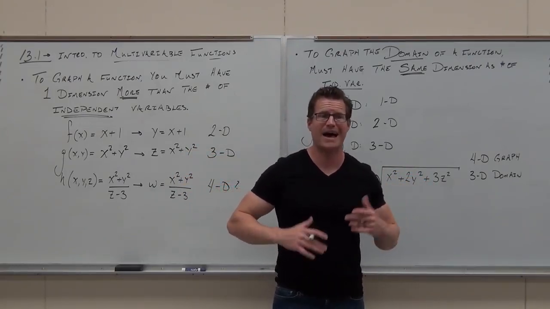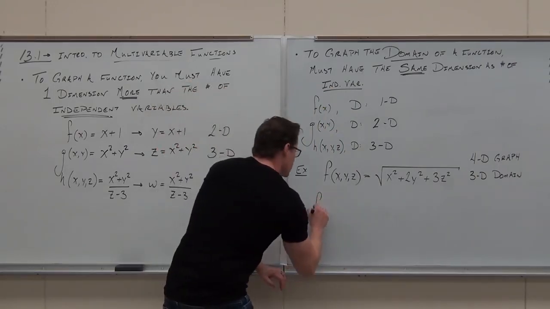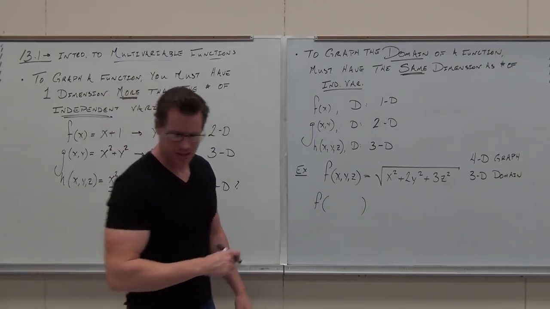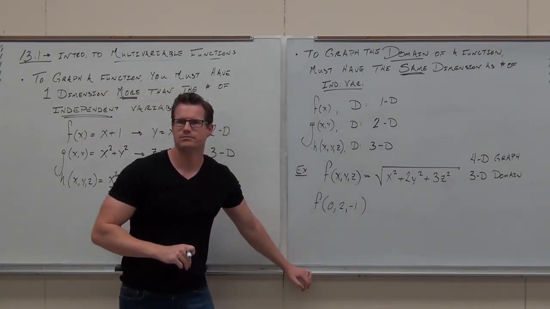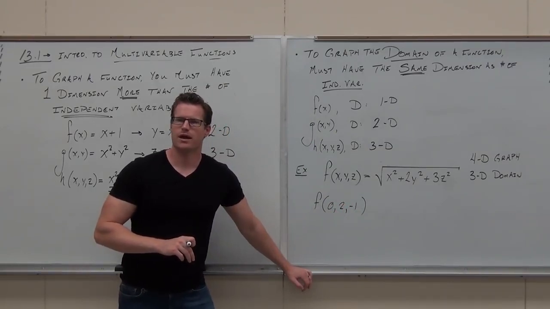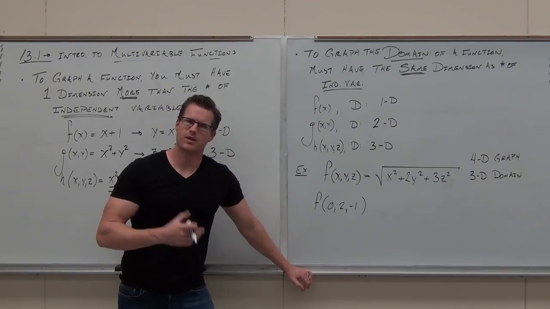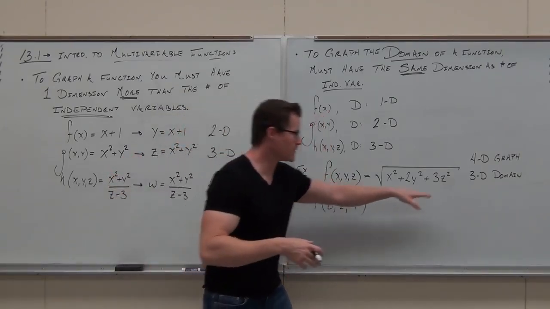So we'll talk a lot more about that, how to find it. Could you do stuff like if I asked you, find the function evaluated at 0, 2, -1, could you do it? Yes. What would you plug in for the x and the y and the z? 0, 2, -1. Yep, the ordered triple. Notice how the ordered triple has to be in 3D. That's why the domain is 3D.